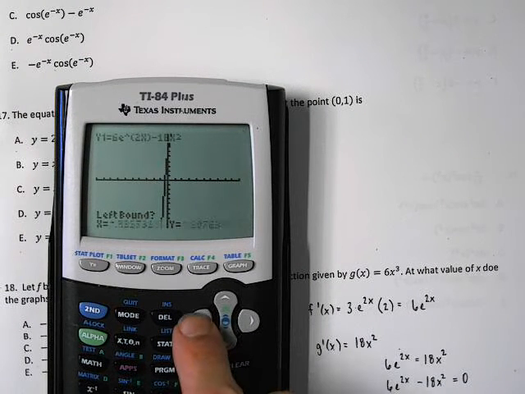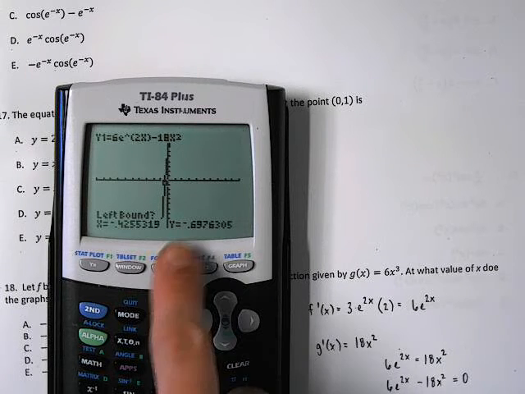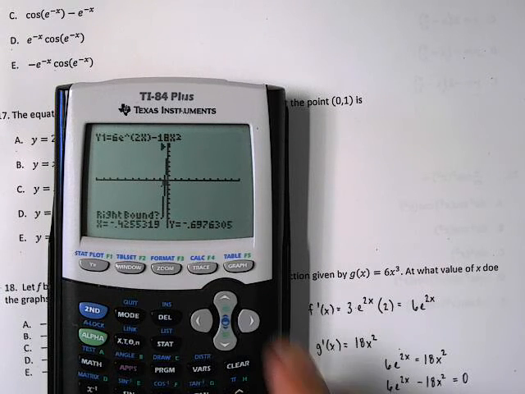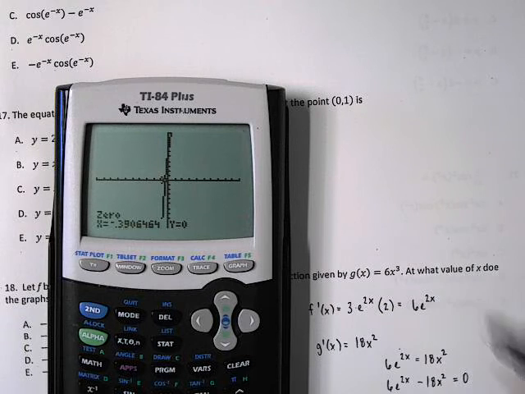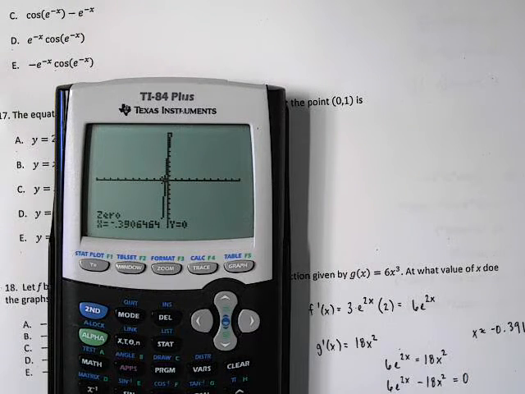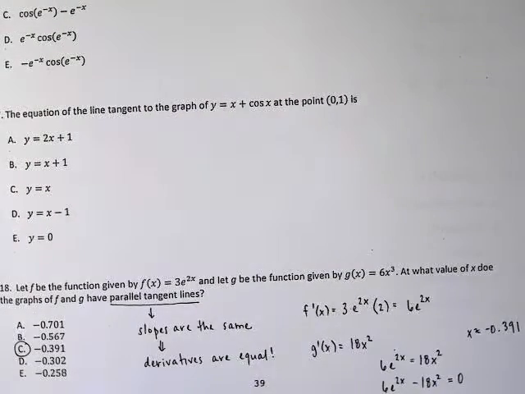Now I'm going to go to the left of where that happens, so about right here. So my y is negative, I'm going to hit enter. Then I'm going to go just above where my y is positive, hit enter again, and that tells me that x is approximately negative 0.391. So they're equal at that x value, and then I can see here that is choice C.